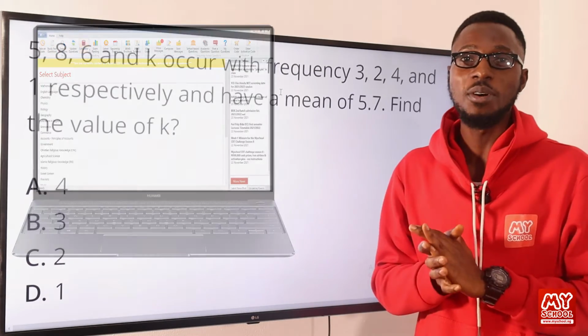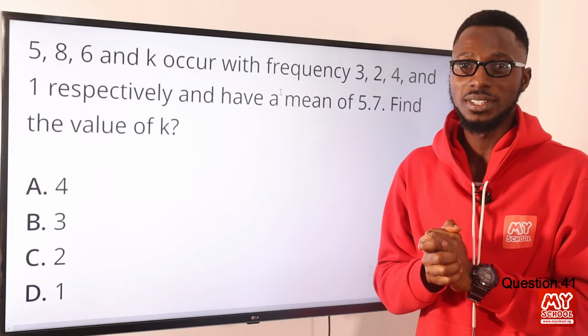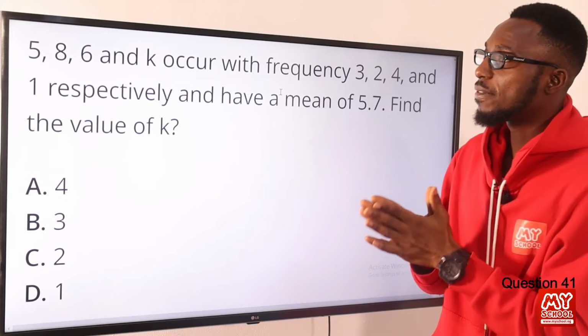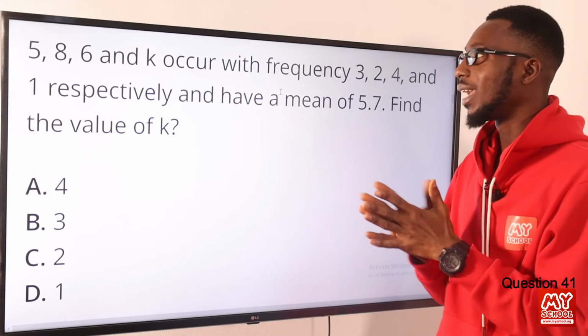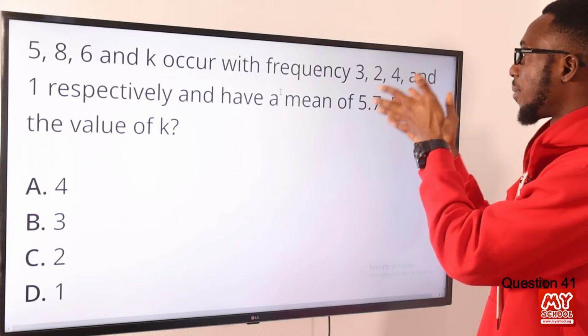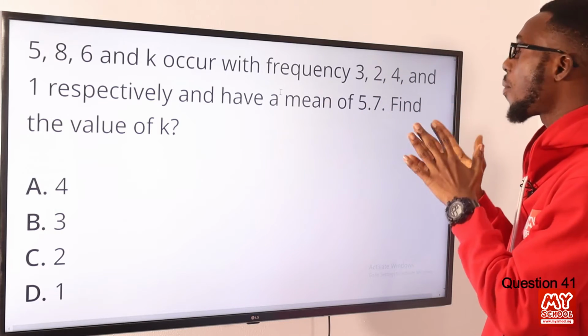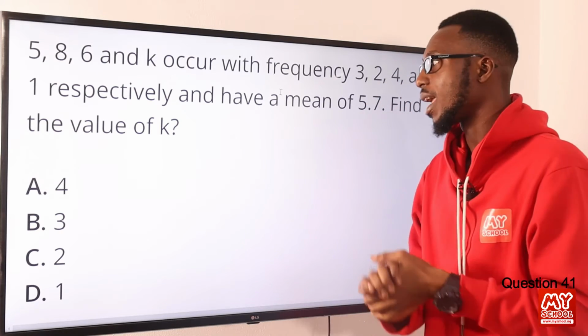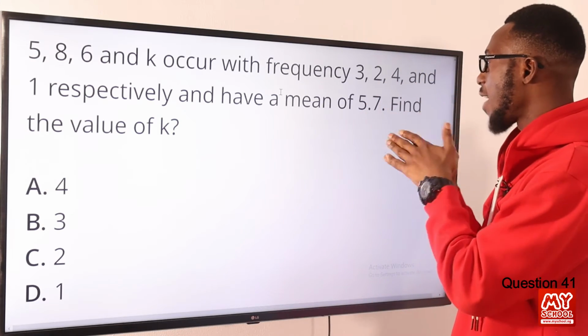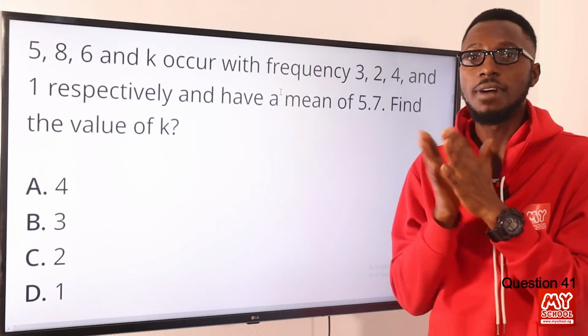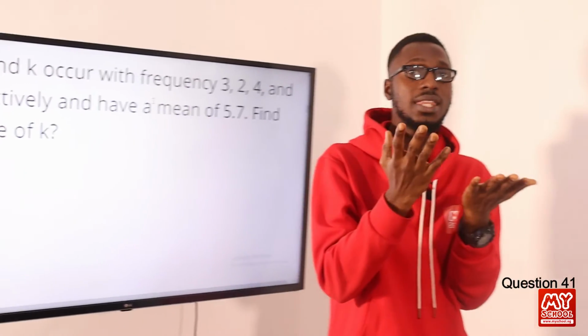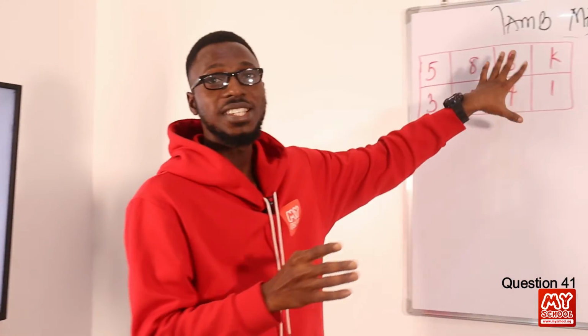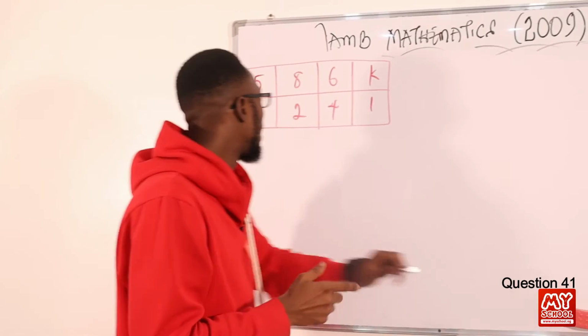So join me as I solve question 41. The numbers 5, 8, 6, and k occur with frequencies of 3, 2, 4, and 1 respectively, and have a mean of 5.7. Find the value of k. To make this more pictorial, I just did something sketchy. So look at this.